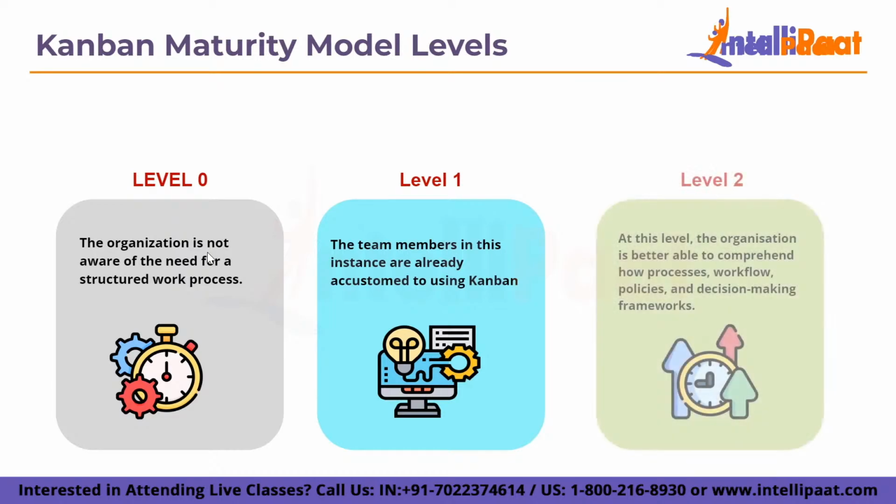Next comes level 2. At this level, the organization is better able to comprehend how processes, workflow, policies, and decision making frameworks contribute to better results. From being customer driven to being fit for purpose, the process changes. The company does a better job of satisfying customer expectations and maintaining a balance between upstream and downstream flow. Shortening lead times, creating actionable metrics, and enhancing consistency and predictability in front of customers are the next step. Since why we exist has become the primary concern, the organization has begun to become more resilient.